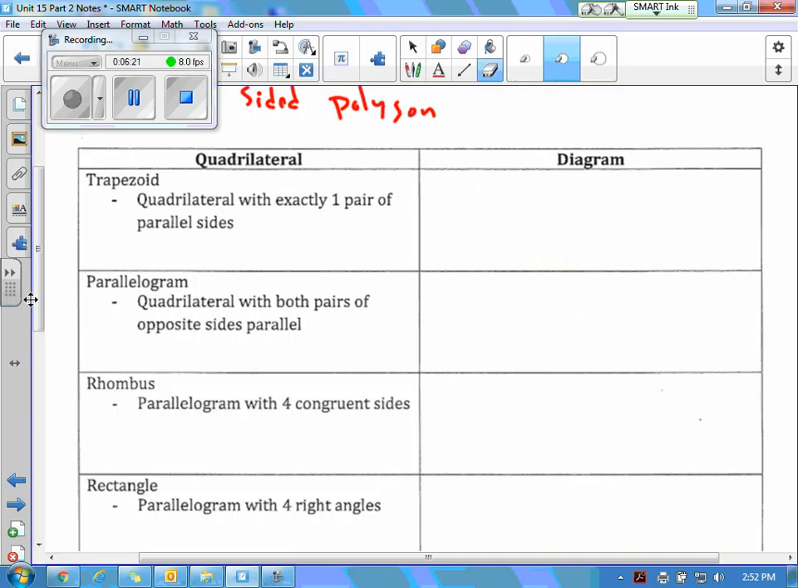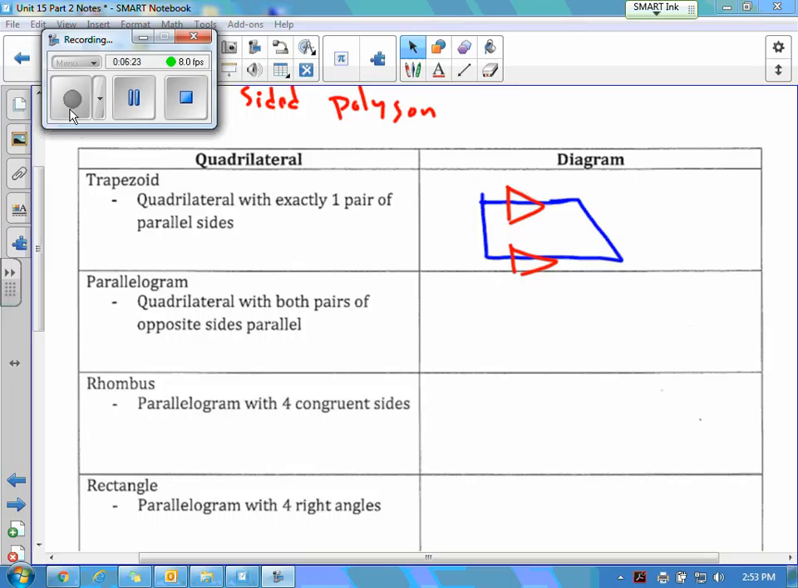So let me try to draw a better version of that. Okay, so here's my better attempt. My markers aren't syncing up right, so it's hard to draw. But if you look, the top line, this line up here and the line down here are parallel. So I have one set, the left and the right. So here and here are not parallel. So one pair of parallel lines is a trapezoid.